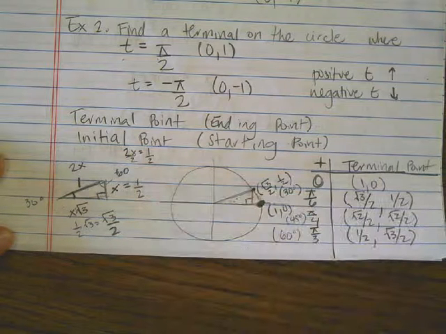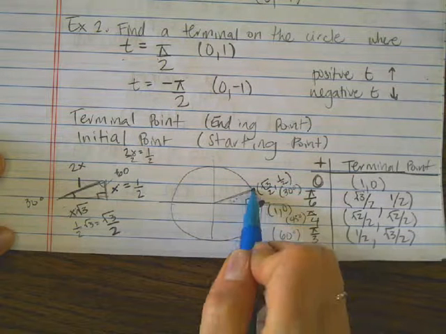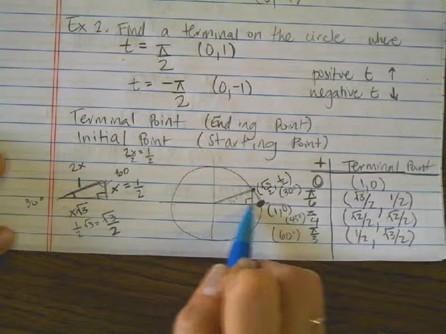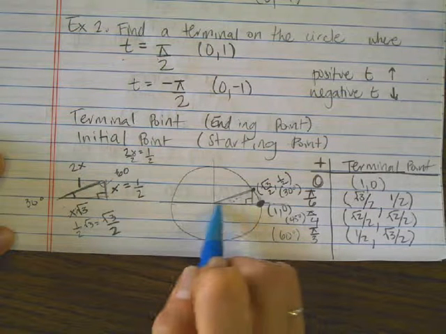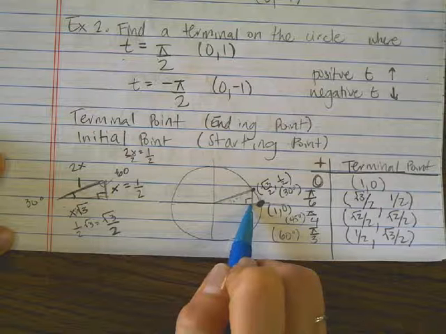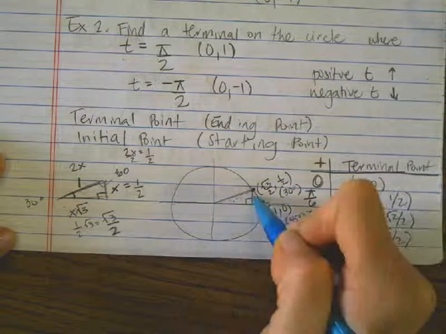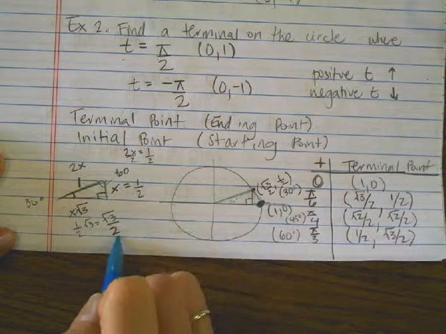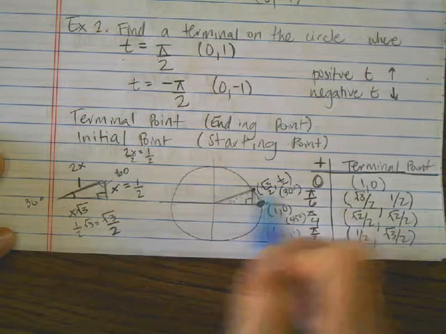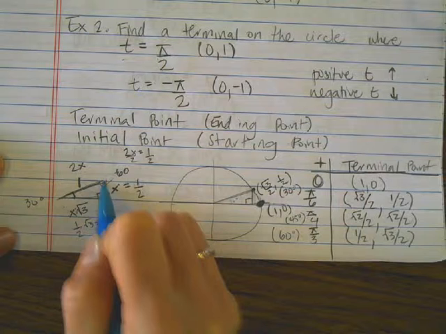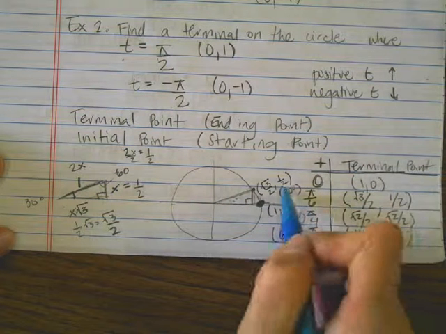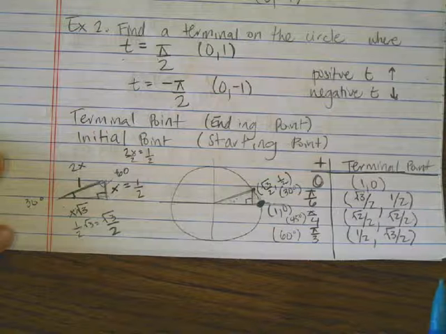Now, if we look at this point, this value is the what value? The x or the y? X. And this value up here is what? Y. What do you notice about the x value here? Square root of 3 over 2. What do you notice about the y value here? 1/2. So I'm showing you why it works, okay?